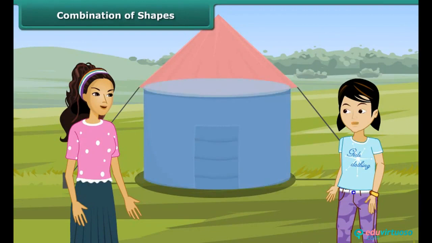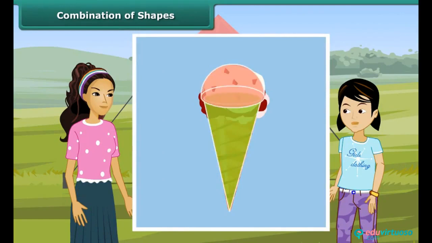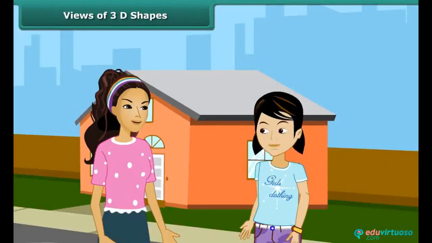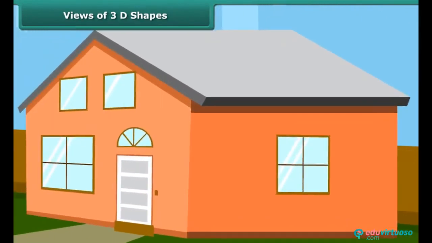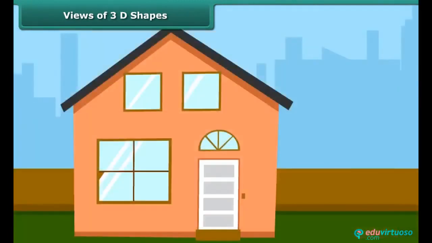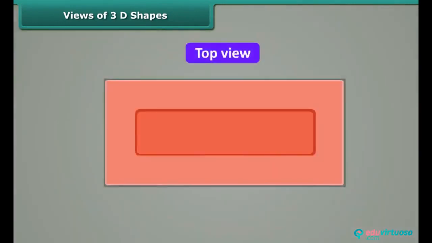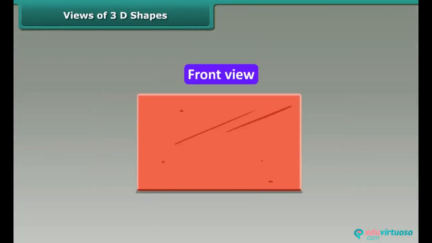Correct. Similarly, we have ice cream. We can see that it is a cone surmounted by a hemisphere. Rita, do you know that three-dimensional objects look different from different positions? How? Look at our house. It can have many views. This is the side view of the house. This is the front view and this is the top view. Similarly, this brick can have different views: top view, side view and front view.